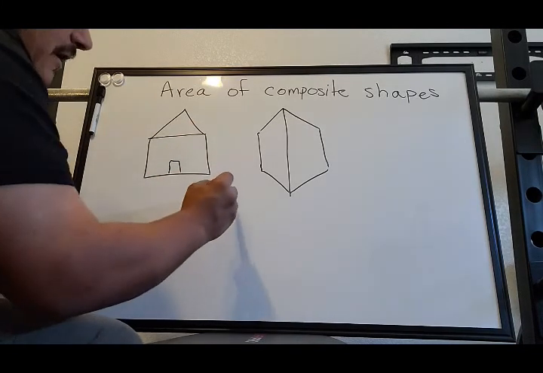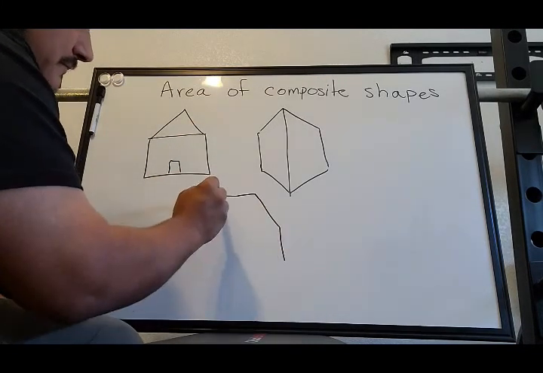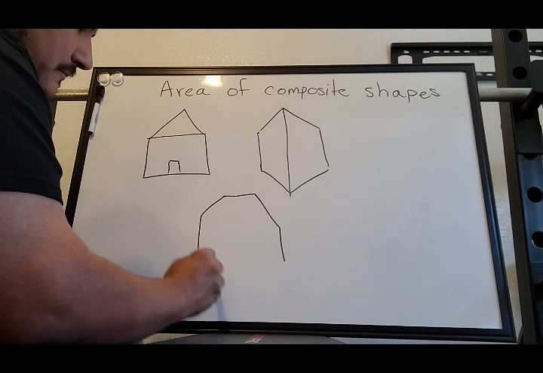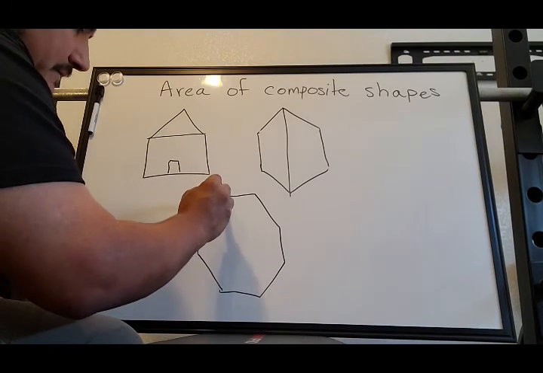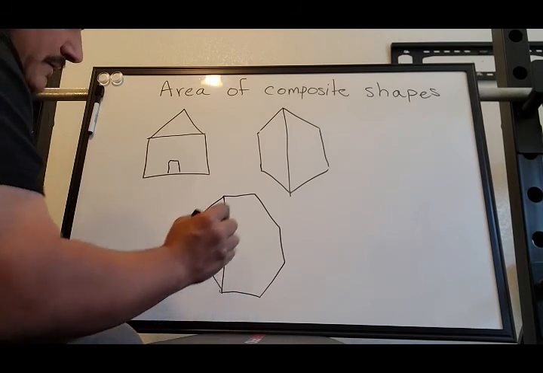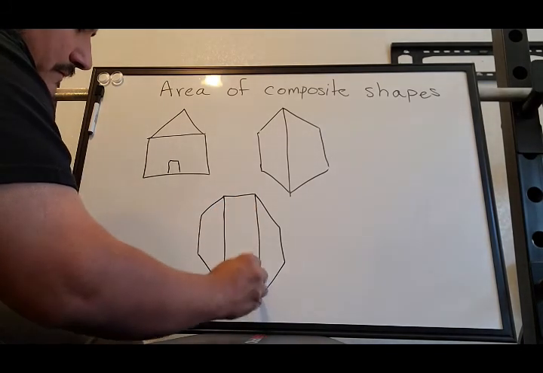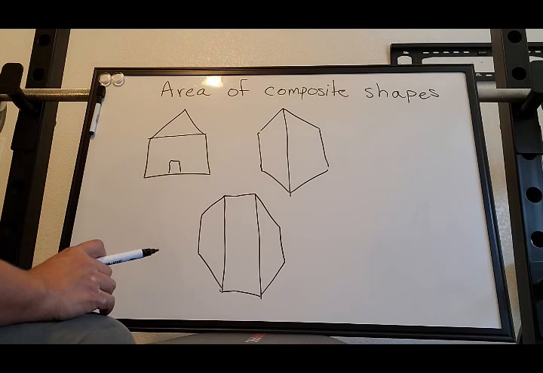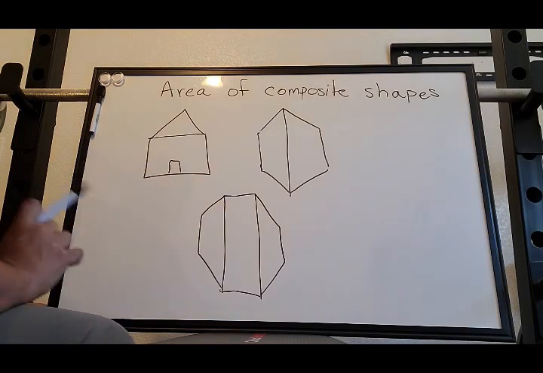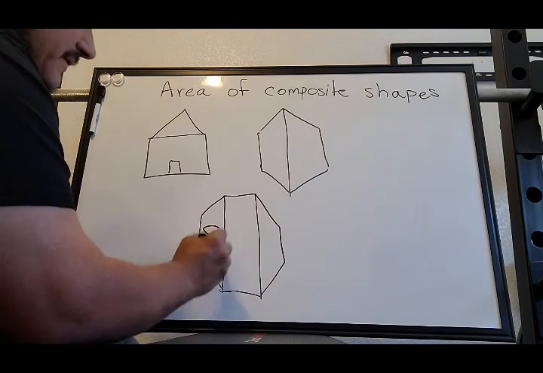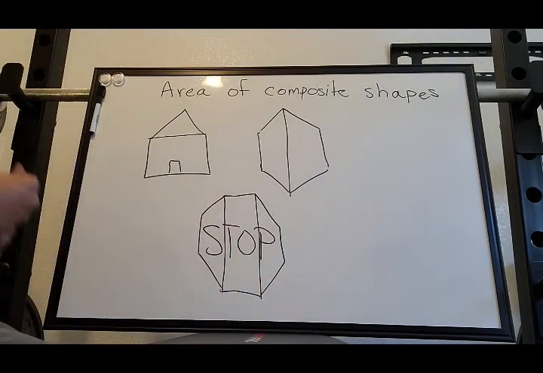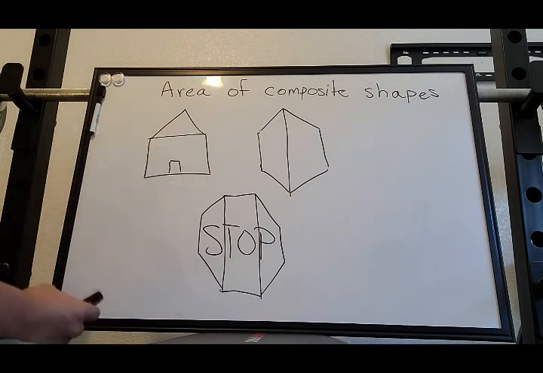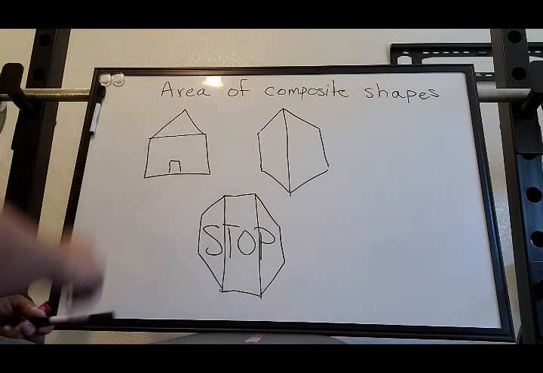Not this one, but an octagon, which in reality is a trapezoid and two trapezoids and a rectangle. This is a stop sign. You see, different shapes are made out of simpler shapes. That's why they're called composite shapes.